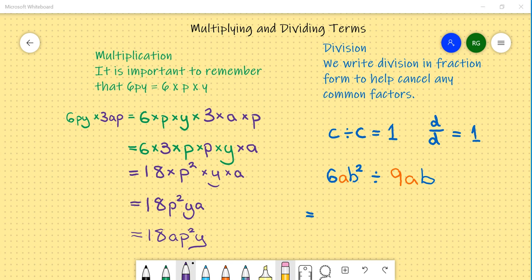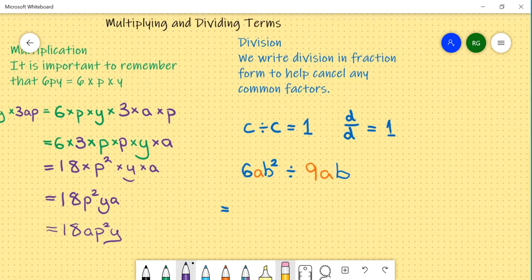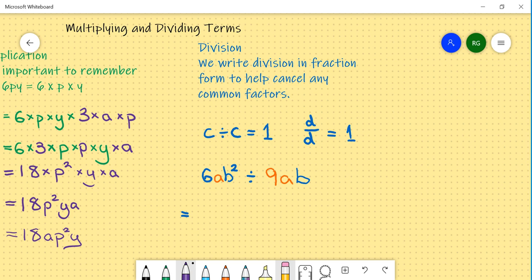We're now going to have a look at the division problems. We write division in fraction form. That helps us cancel any common factors that are part of the denominator or numerator. Now, it's important to remember that whenever you see a pronumeral divided by a pronumeral, as is the case here, it equals 1. Anytime anything is divided by itself, the answer is always 1.